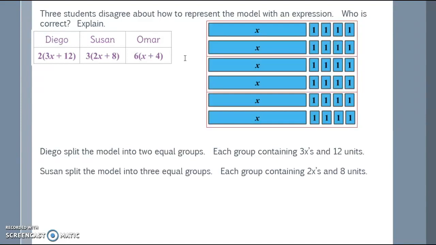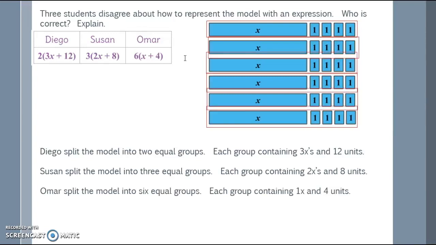Susan split the model into 3 equal groups, and each group contained 2 x's and 8 units. So now you can see I've split it into 3 different groups. And Omar split his into 6 equal groups, and each group contains 1 x and 4 units.